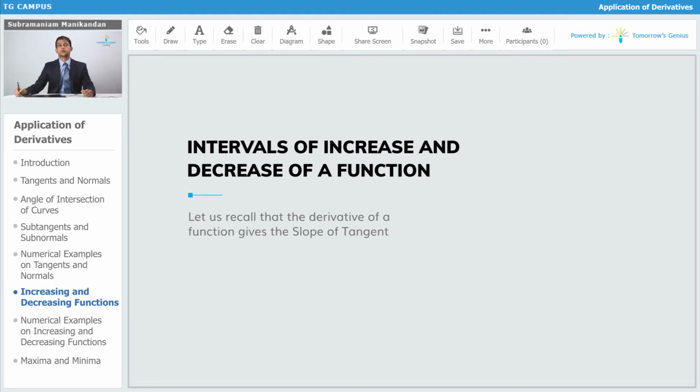So before we do that, again we need to remember the most important thing. The derivative of a function is the general expression for the slope of tangent to the function at any and all the points on the graph of this function. So using this, we can define precisely the interval of increase or decrease of a function as follows.